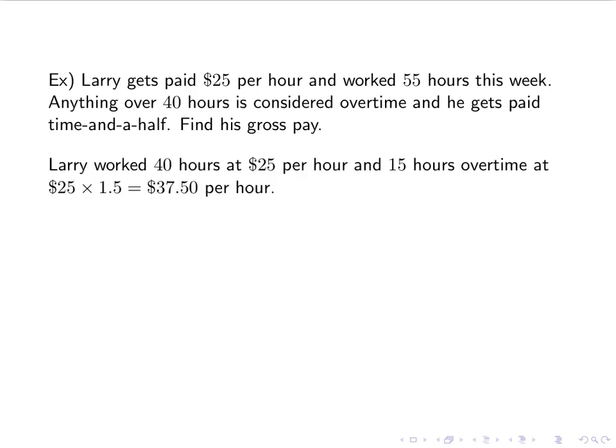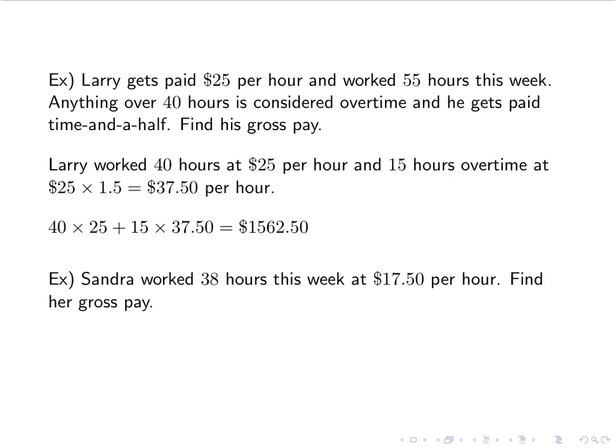So Larry worked 40 hours at $25 per hour and 15 hours overtime at time and a half. We take the hourly wage, $25, and multiply by 1.5. So for the 15 hours of overtime, he'd get paid $37.50 per hour. That gives us 40 times 25 plus 15 times 37.5, and that gives us $1,562.50.